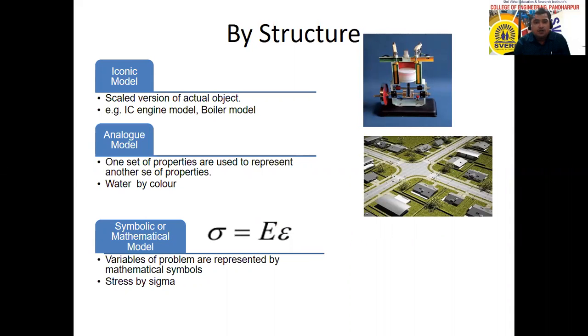The first one is the iconic model, the second one is the analog model, and the third one is the symbolic or mathematical model. So how do these particular models work? What is meant by an iconic model? All of us know prototypes.